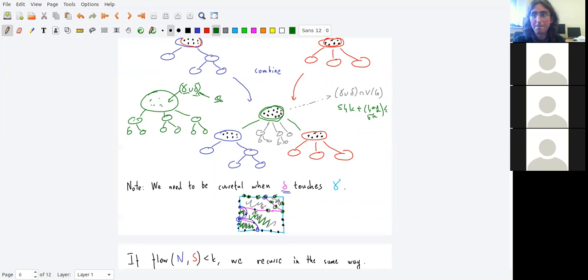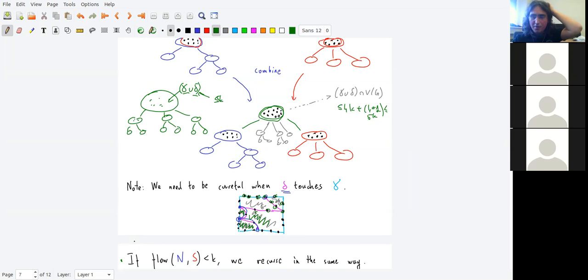Good. Any further questions? If not, then maybe we can continue. Obviously I can do the same argument in a symmetric way. If I now calculate the flow from north to south, and it turns out that I have less than k paths going from north to south, then I can proceed with a recursive step the same way. I find a west-east curve that crosses only less than k vertices, and I can divide my disk into the upper half and the lower half, and recurse there.